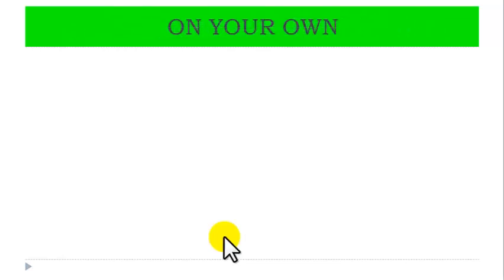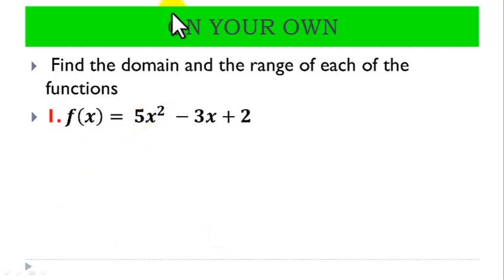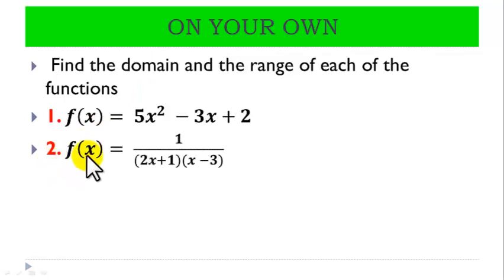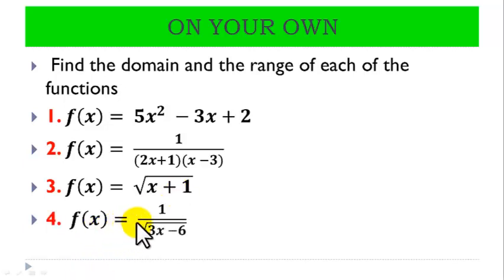On your own, find the domain and the range of each of the following functions. 1. f of x equal to 5x squared minus 3x plus 2. 2. f of x equal to 1 all over 2x plus 1 times x minus 3. 3. f of x is equal to the square root of x plus 1. 4. f of x is equal to 1 all over the square root of 3x minus 6.